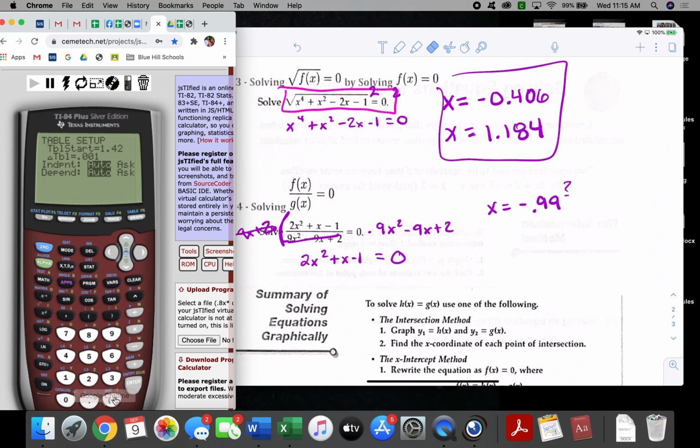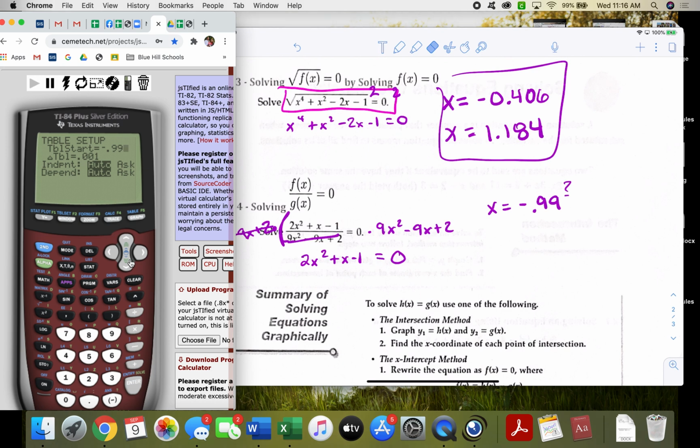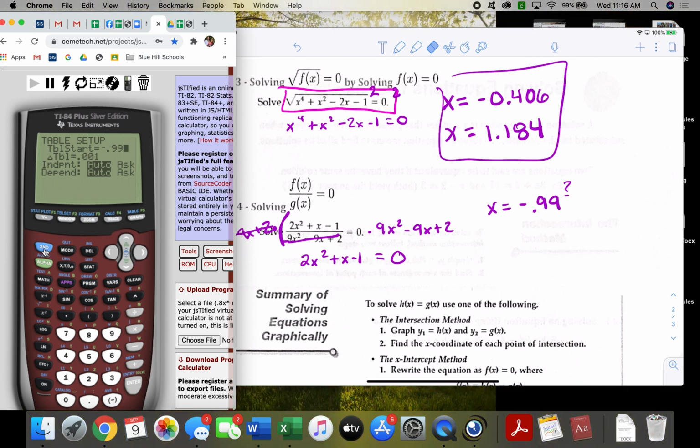Negative. Make sure it's negative 0.99. Negative 0.99. Oh, I didn't put my negative in there. Negative 0.99. And I want to go by one more decimal place probably than what I had before, so we're going to see for sure. Okay, nope, it's negative. So I'm going to go second table.